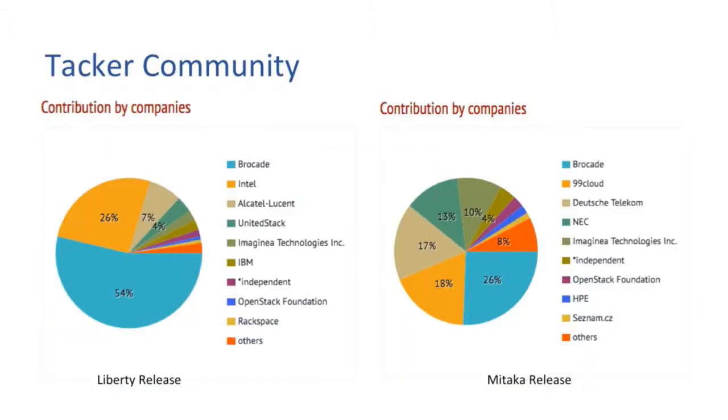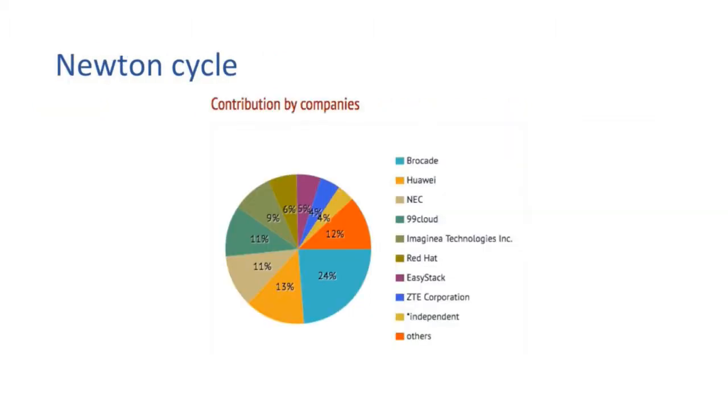A quick look at the Tacker community and how it's evolved over the past few cycles. Kilo and Liberty releases obviously had a much smaller contributor base. The project originated out of Intel and Brocade, and into the Mitaka and the Newton cycles has brought in a lot more contributors and had a lot more features and interest in the project.